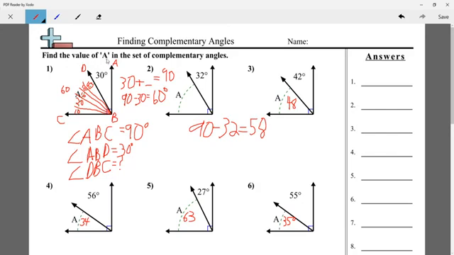So that's what complementary angles means. It's a pretty simple concept as long as you understand how it works.